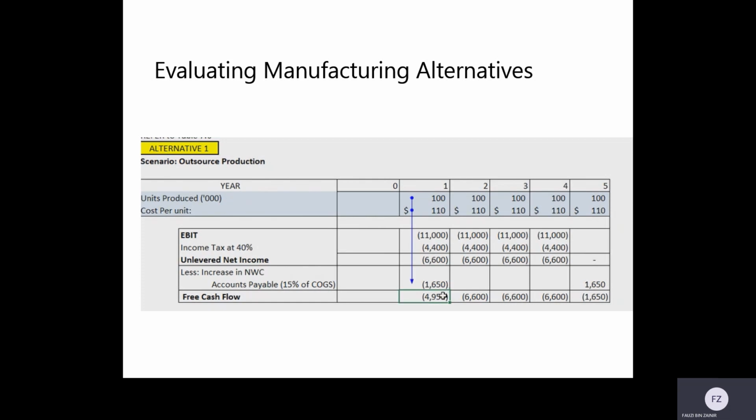So if you look at the free cash flow here, what you have is 6,600 minus 1,650, which gives you 4,950. Here you have 0 minus 1,650, so you have minus 1,650.